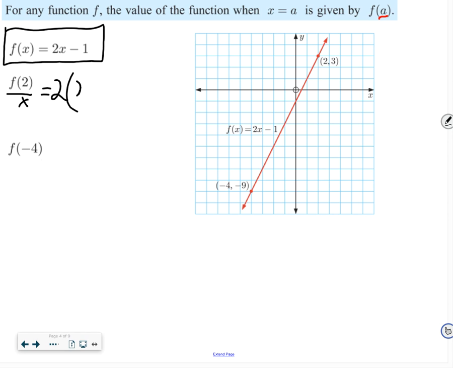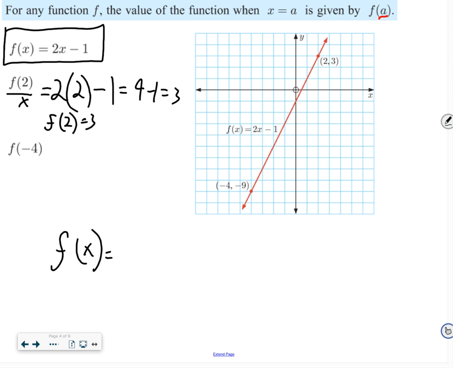Well, now x is being equal to 2. That's what I'm substituting in for x minus 1. Okay, well this is equal to 4 minus 1, which is equal to 3. So I can say that f of 2 is equal to 3. Now remember, f of x is equal to y.